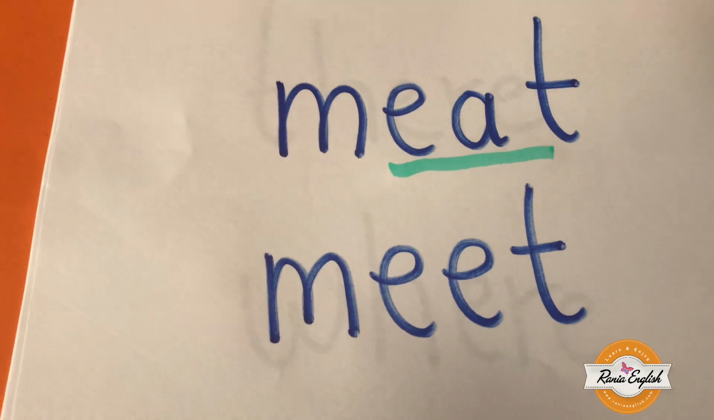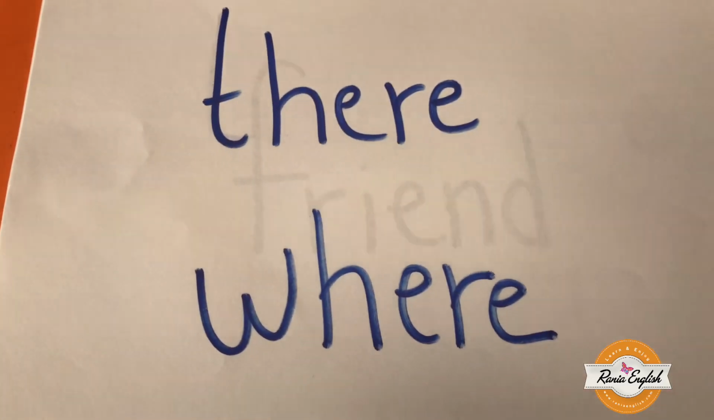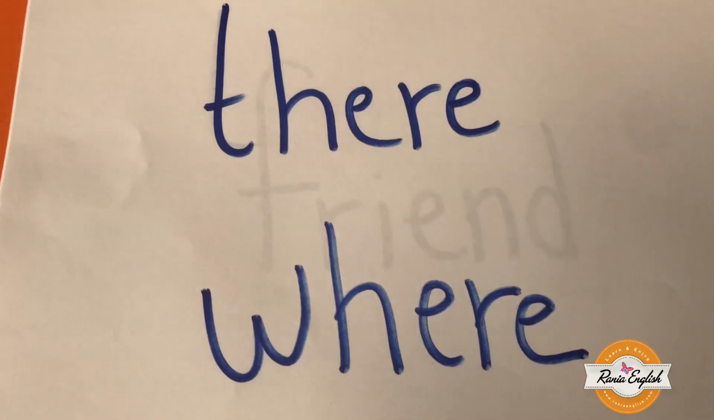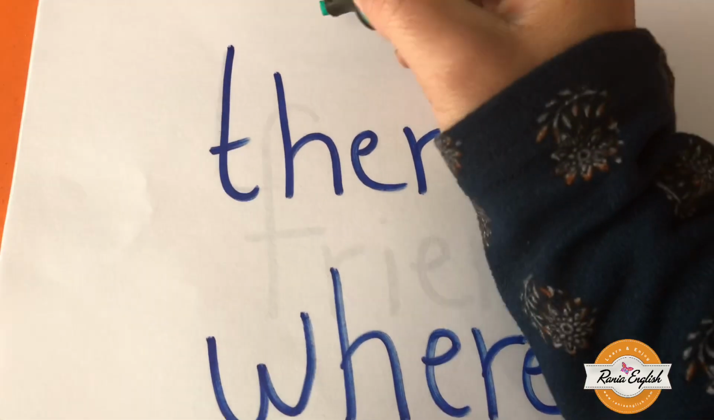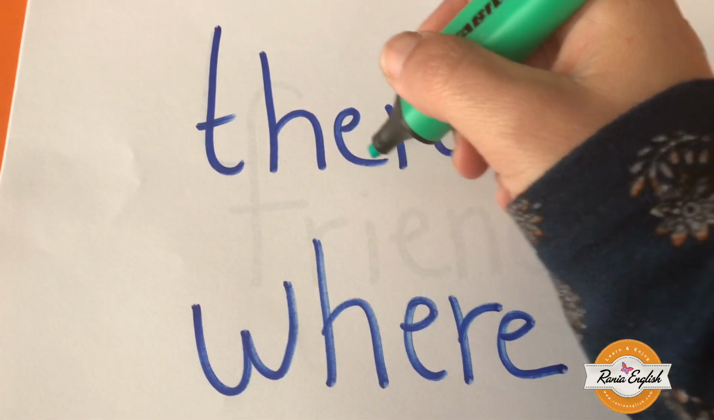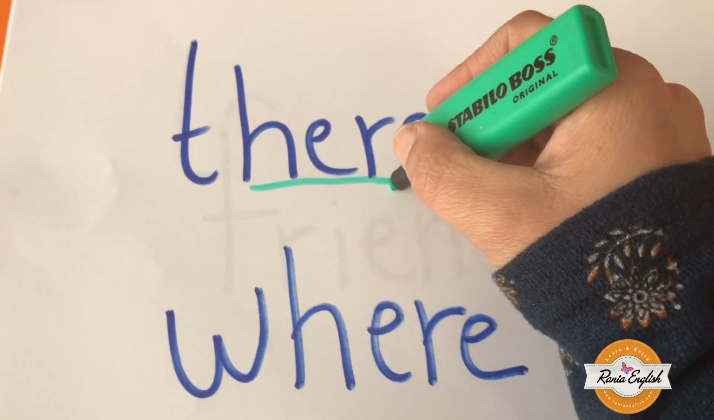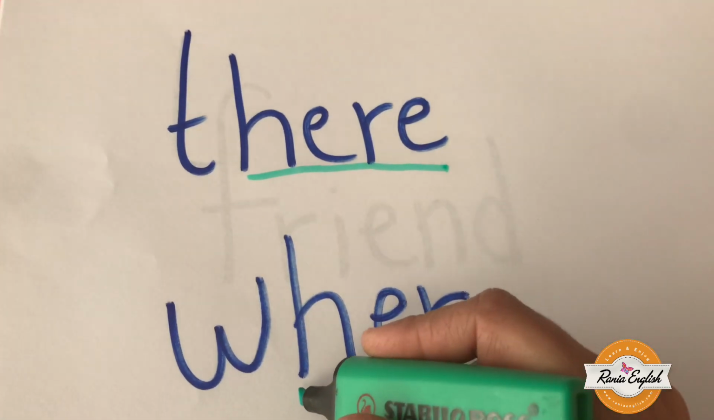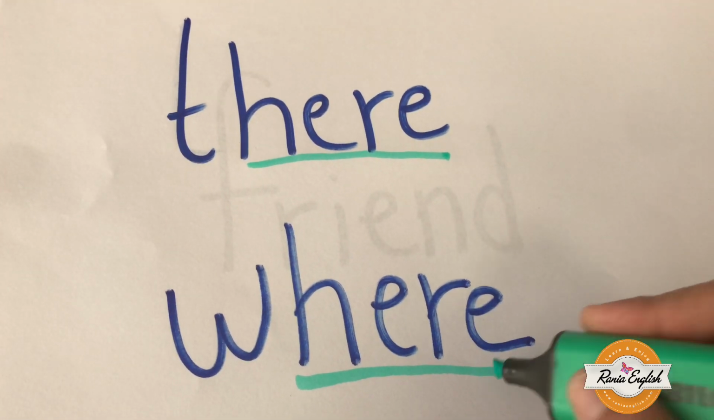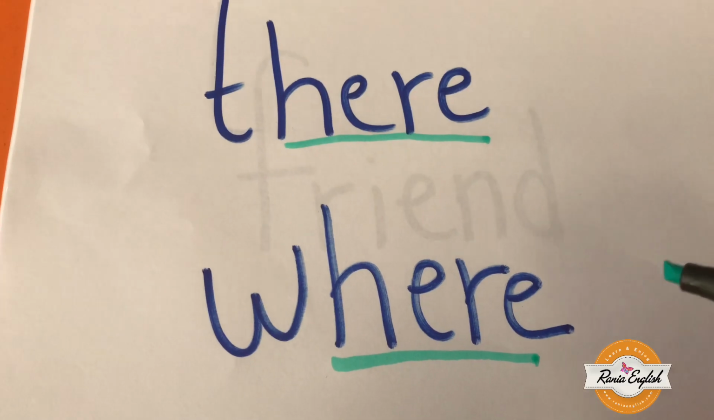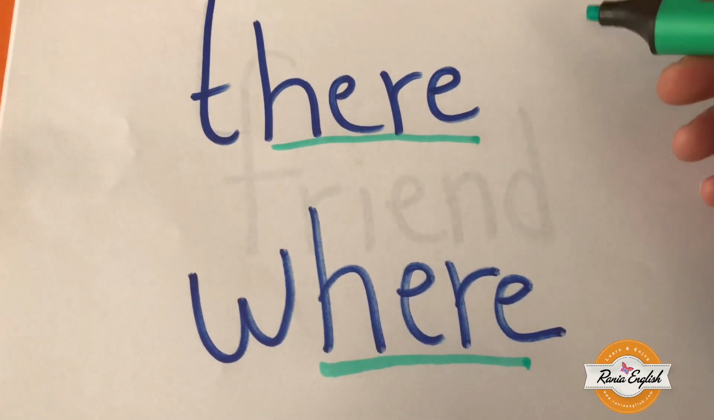The second one is the confusion between there and where, and let's teach our students that in there, for a place, we have the word here. Just like in where, we have the word here, and usually the answer to where is there.